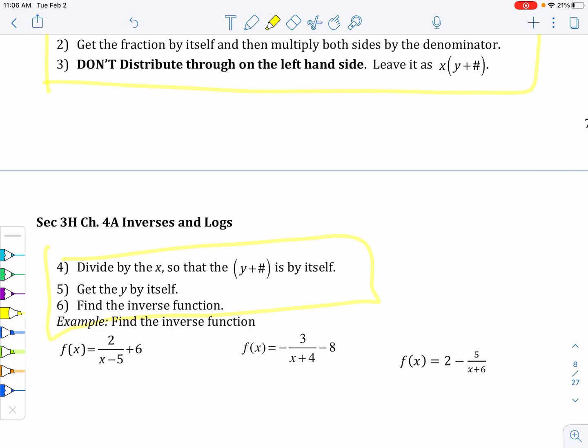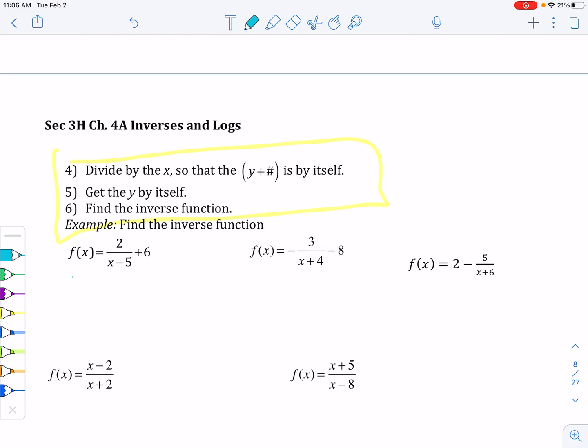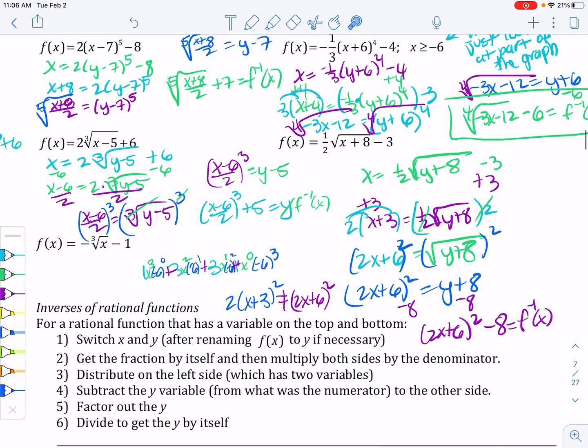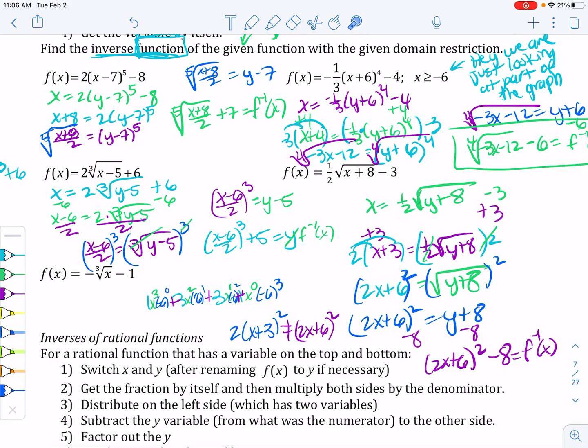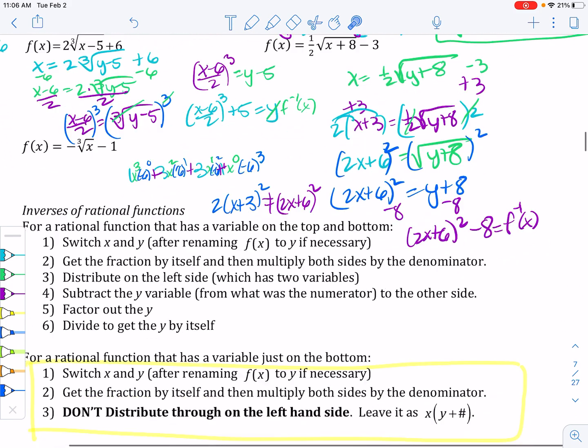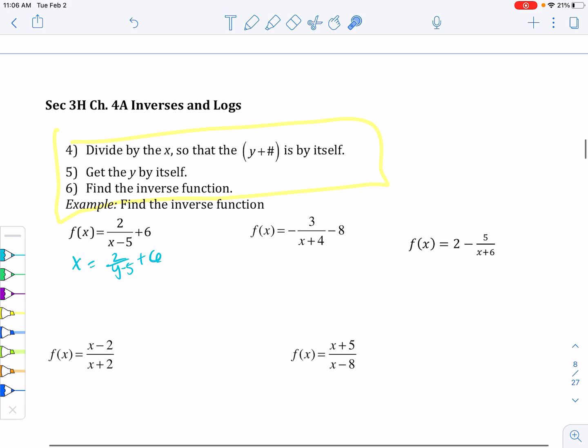So we're going to start by switching x and y. So x equals 2 over y minus 5 plus 6. Again, we want to undo everything outside whatever kind of function. So it's usually in parentheses or has an unsaid set of parentheses. So we had the roots, we had the powers, and we had our lines that we were looking at.